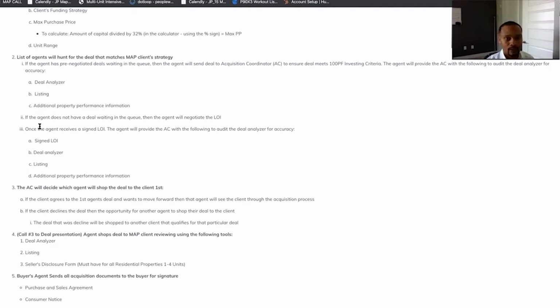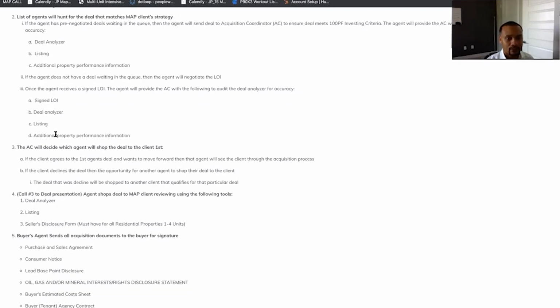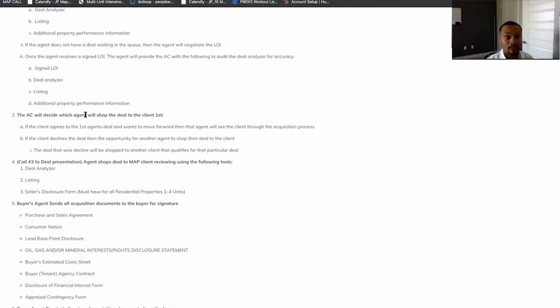Okay. So once the agent receives a signed letter of intent, the agent will provide the AC with the following to audit the deal analyzer for accuracy, as we discussed: LOI, deal analyzer, listing, additional information. So we do this twice just to make sure that we have every I dotted and T crossed. So the AC will decide which agent will shop the deal to the client first.